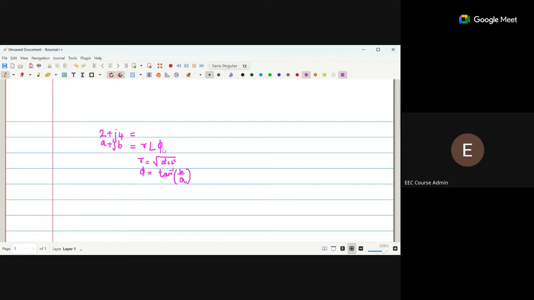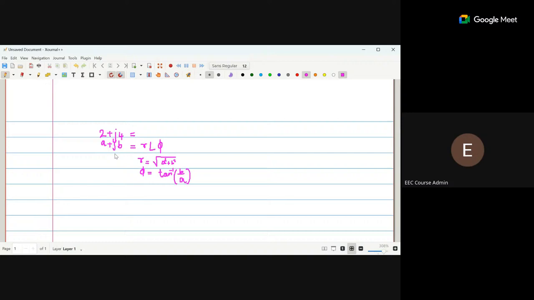Suppose this a plus jb is the impedance of some RL circuit, then it would be of the form R plus j omega L. Then your a will be your resistance and b will be your reactance, correct? Another voltage parameter also you can have in rectangular form. Whatever this a plus jb represents, voltage, current or impedance, the phase angle involved with that parameter is the meaning of this phi.